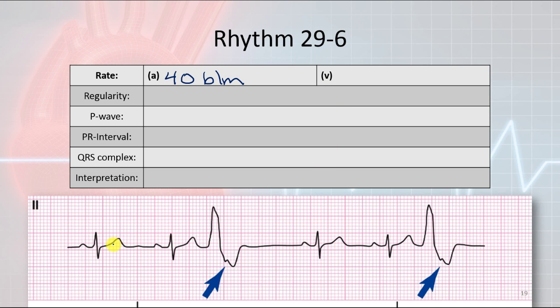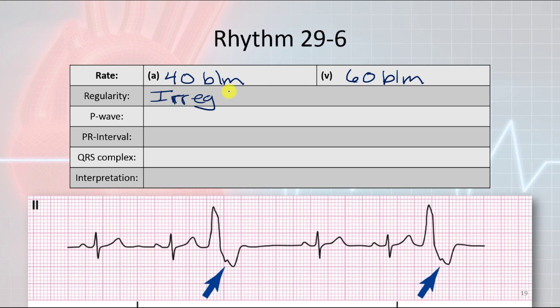The ventricular rate is 1, 2, 3, 4, 5, 6. 60 beats per minute. This would definitely be a rhythm I'd rather do a range, but we're not going to do that for time. Regularity. This is another one of these rhythms where I wish I had a longer strip. I have a normal beat, PVC, normal, PVC.